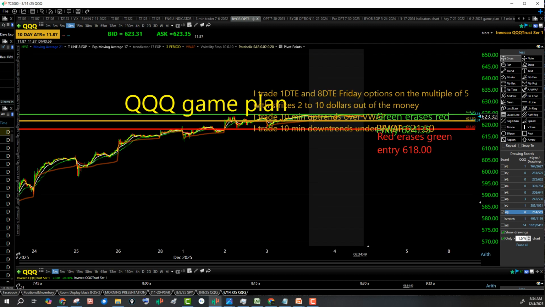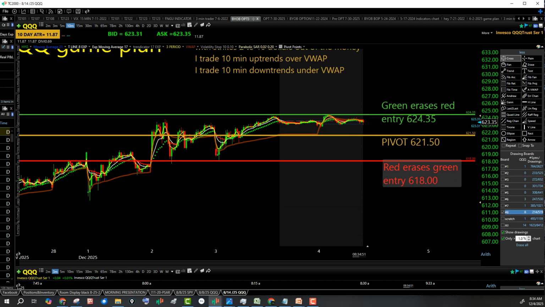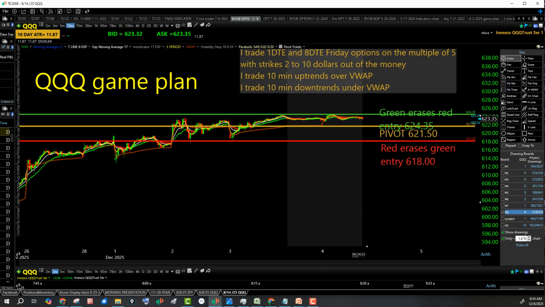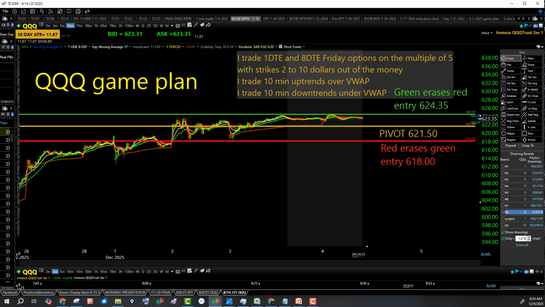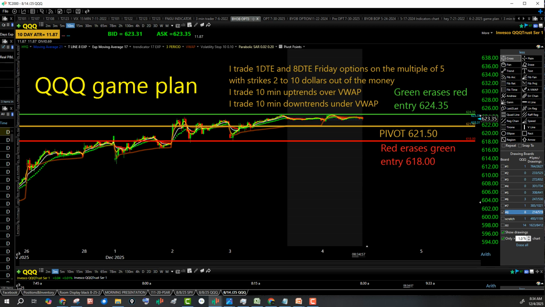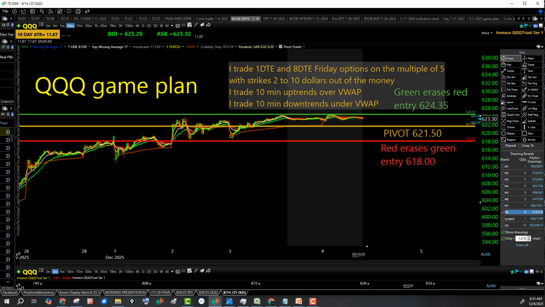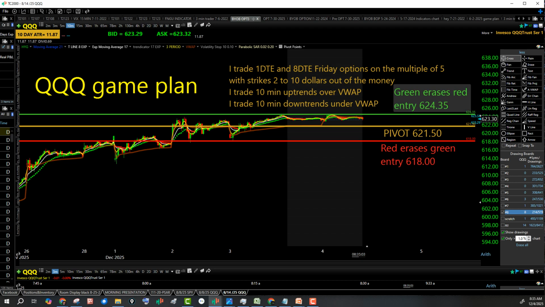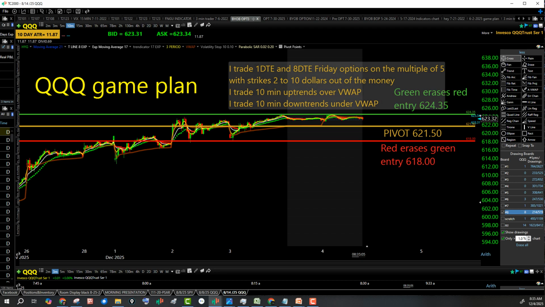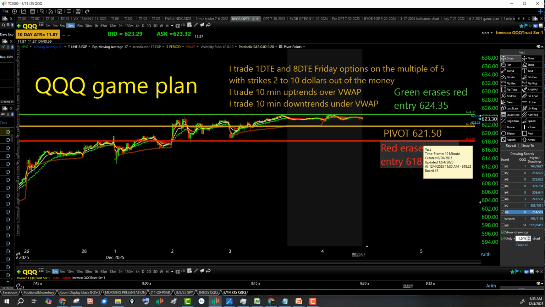QQQ's got a game plan as well, okay? See what we can do here to straighten everything out, just to kind of adjust things. The pivot for QQQ, 621.50. Above it, I'm a bull. Below it, I'm a bear. Green erases red over 624.35. Red erases green underneath 618.